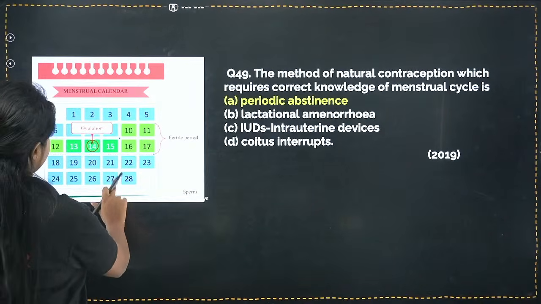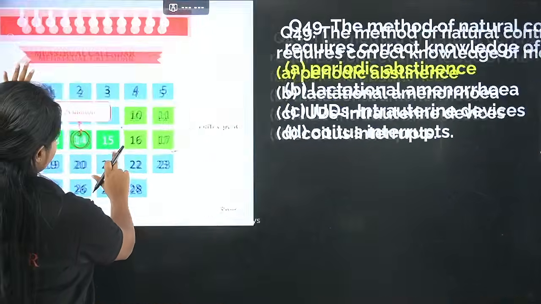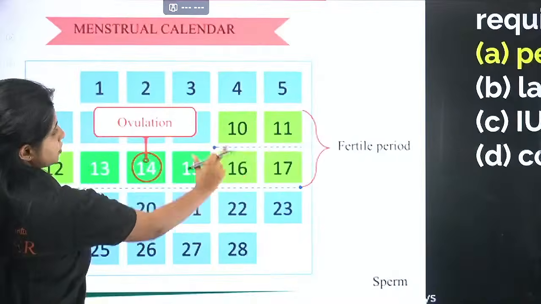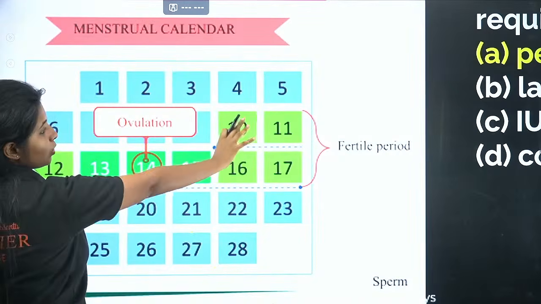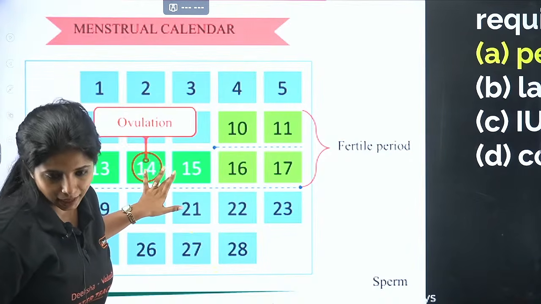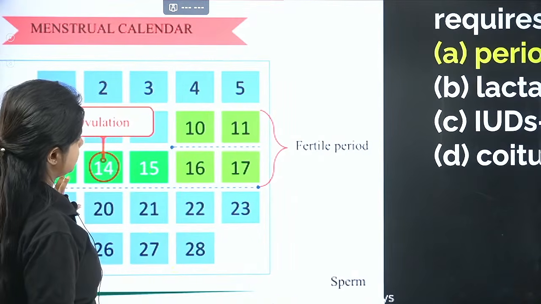So remember over here, this is the fertile window from 10 to 17. Okay, from 10 to 17. Any day ovulation can happen. Any day can happen. Okay?